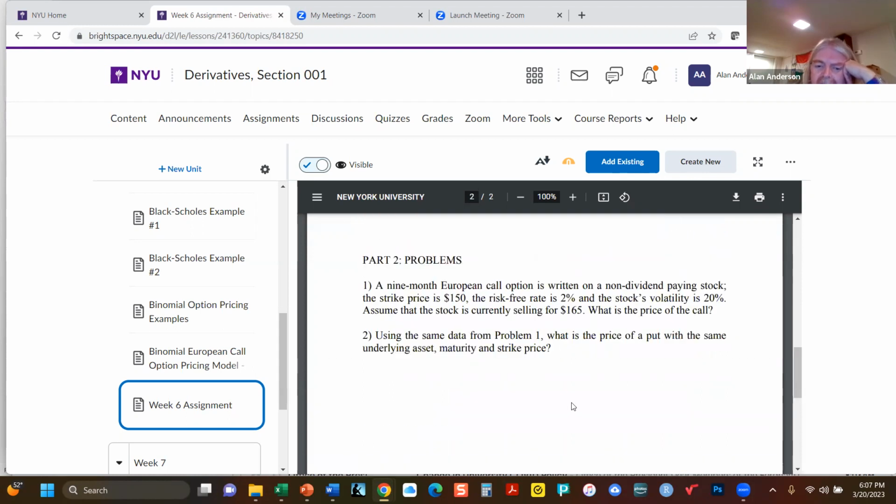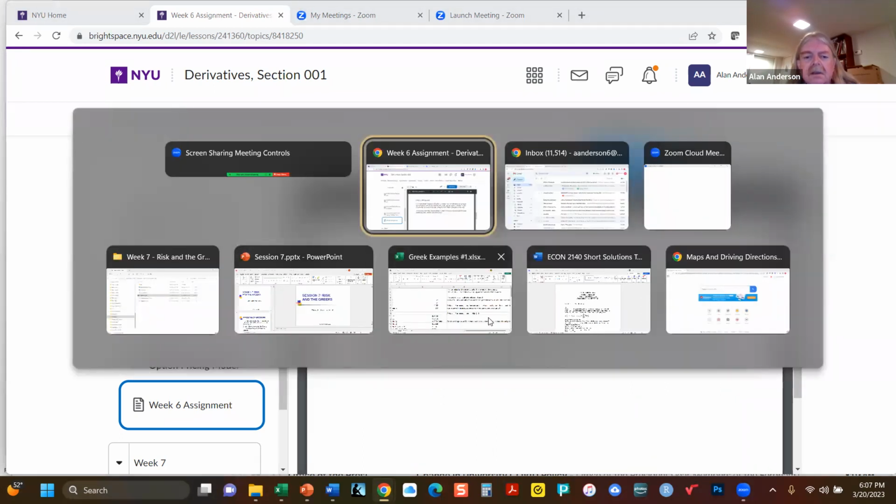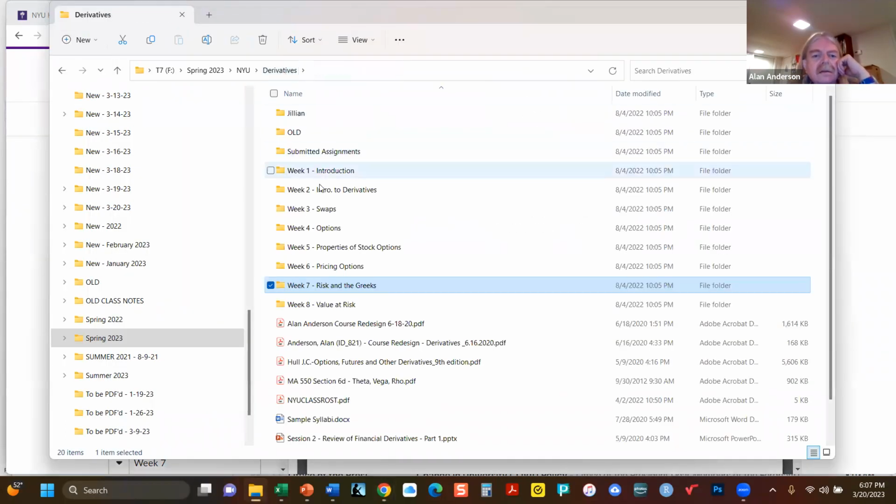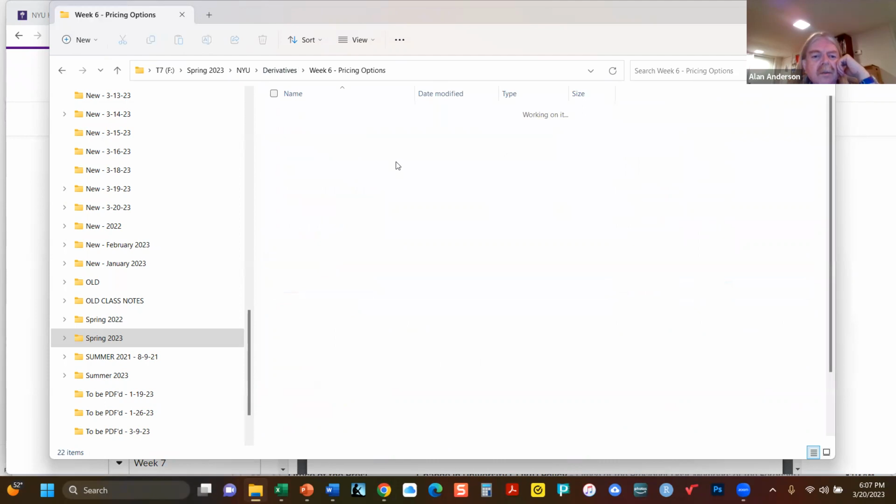Now here we've got two questions. First, you're being asked to price a European call with the Black-Scholes model. Although it doesn't explicitly say that, as soon as you see that it's European, that means you can go ahead and use Black-Scholes. So for the template, you might as well use Black-Scholes example number 2. It's the more general one. The first one only works if there's no cash flows. So that would be here. Let's get it open.